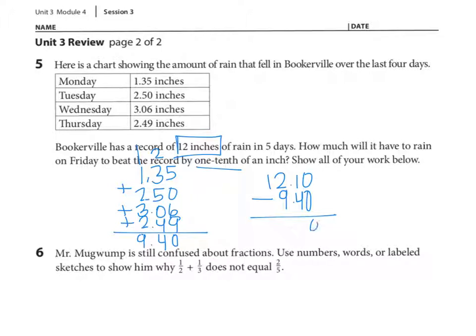0 minus 0 is 0. I need to borrow here. 11 minus 4 is 7. 11 minus 9 is 2. So it needs to rain 2 and 70/100 of an inch, or 2 and 7/10 of an inch, in order to beat the record by 1/10 of an inch.